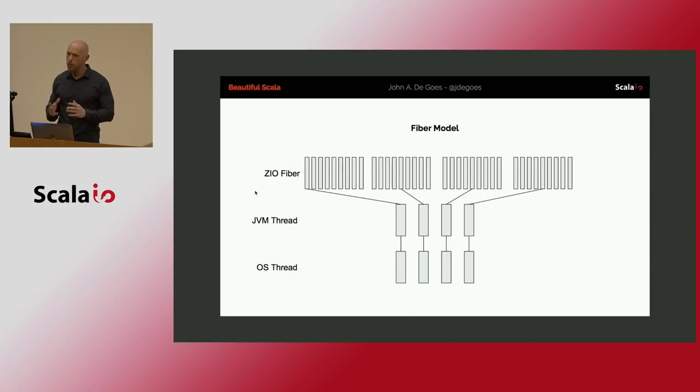ZIO has a fiber-based concurrency model, which is quite different than the JVM's thread-based concurrency model. Every JVM thread maps to an operating system thread. Whereas ZIO has this notion of fiber, which you can consider a green thread, a very lightweight green thread that's implemented inside ZIO. Every fiber has its own stack and its own interpreter and so forth. And as it's going over there, it has the ability to execute the IO program using its own stack space and so forth. And this allows you to run tons and tons of fibers on a single JVM thread, which opens up the door to massive scalability.